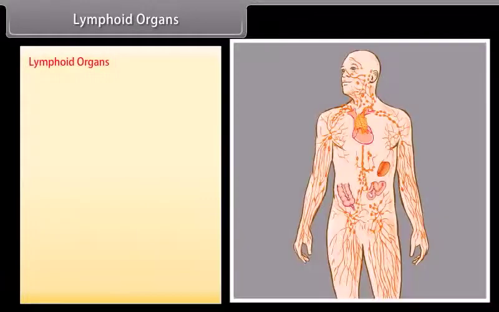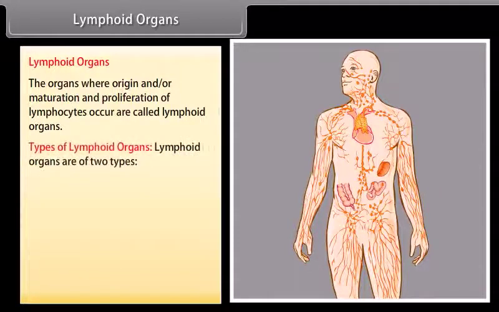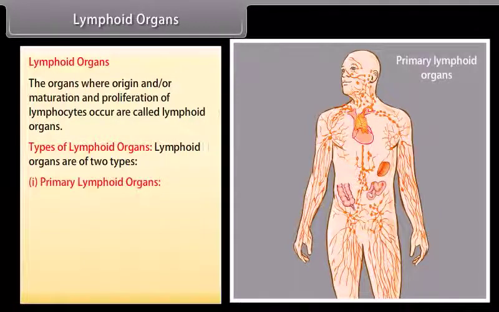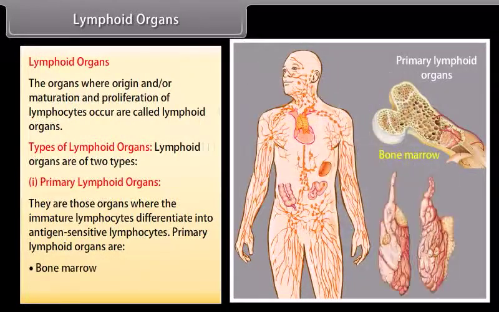Lymphoid organs. The organs where origin and/or maturation and proliferation of lymphocytes occur are called lymphoid organs. Lymphoid organs are of two types. Primary lymphoid organs. They are those organs where the immature lymphocytes differentiate into antigen-sensitive lymphocytes. Primary lymphoid organs are bone marrow, thymus.